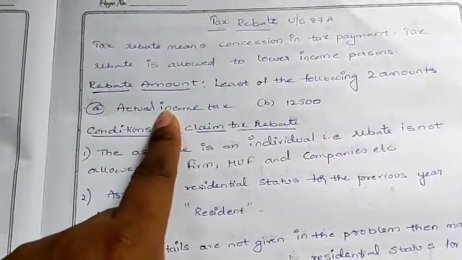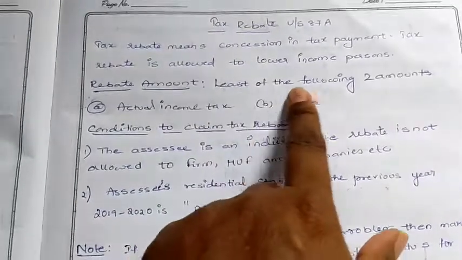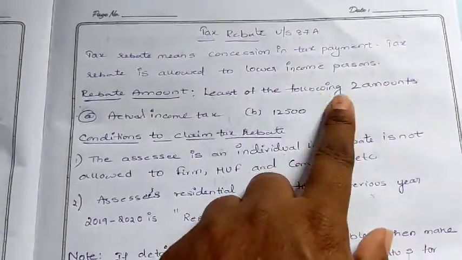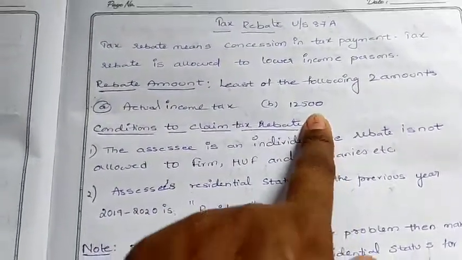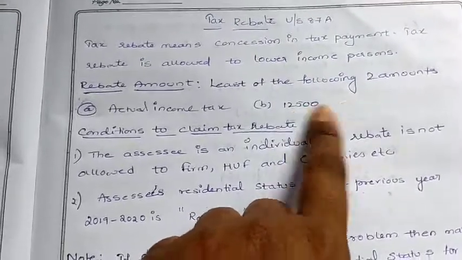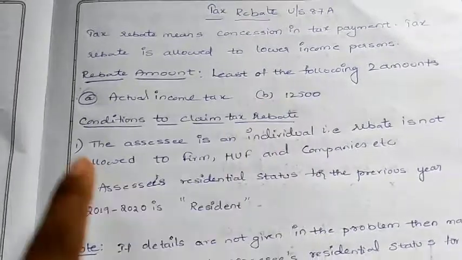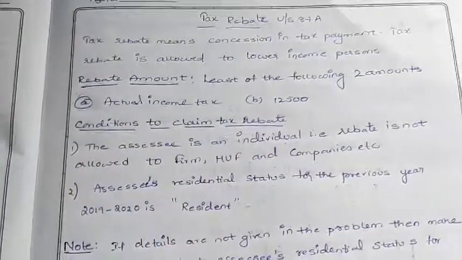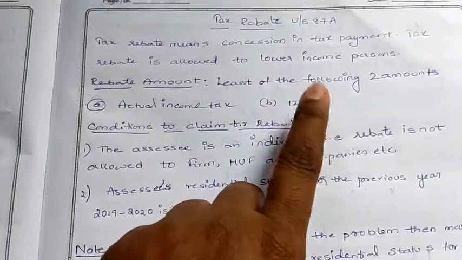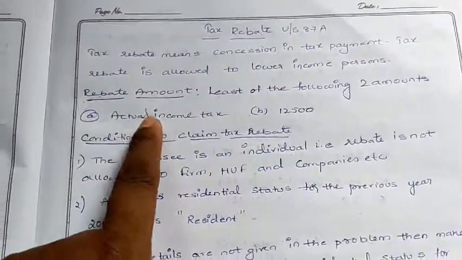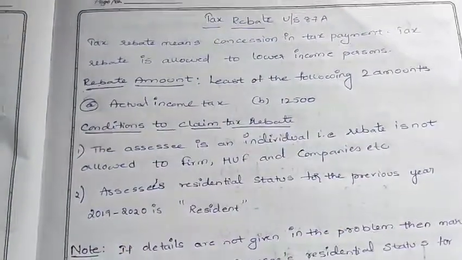See, tax rebate, rebate amount. How much of a rebate amount is given? Least of the following two amounts is allowed as a rebate: actual income tax and rupees 12,500. This is a ceiling amount, a fixed amount. The actual income tax we will get in the sum itself, and B is 12,500, that is fixed. So this is the tax rebate rule: least of the following two amounts, actual income tax and rupees 12,500.